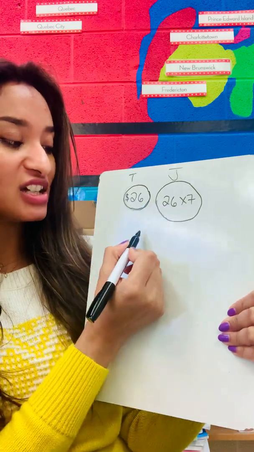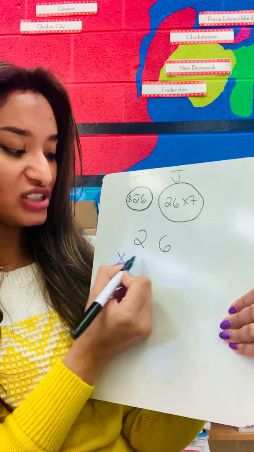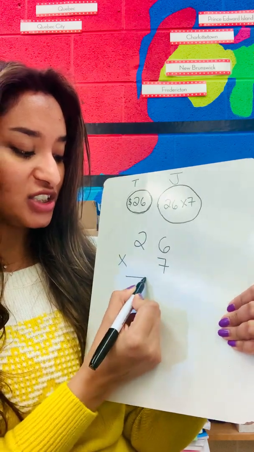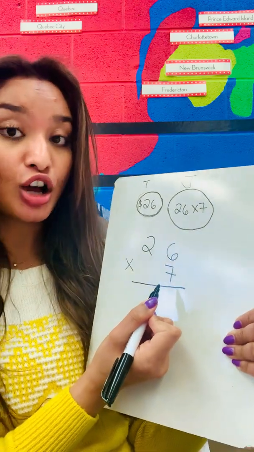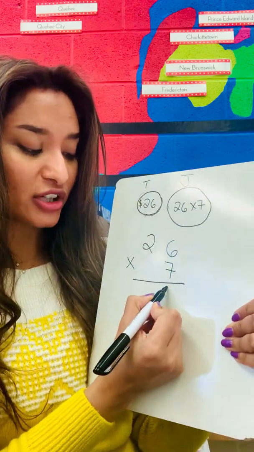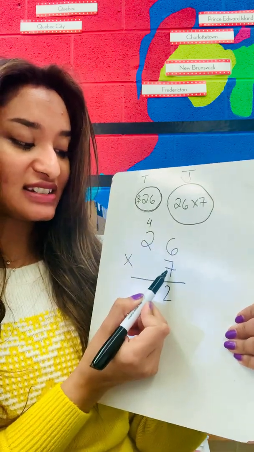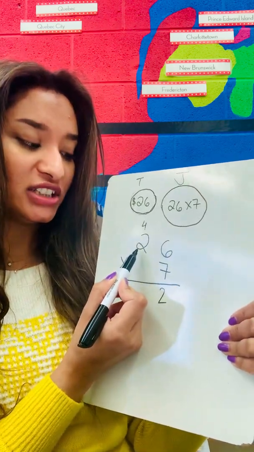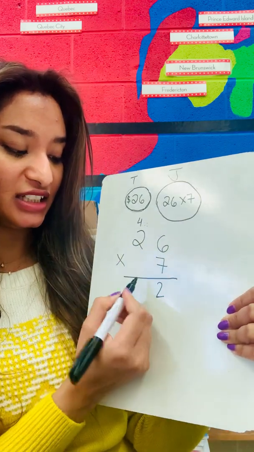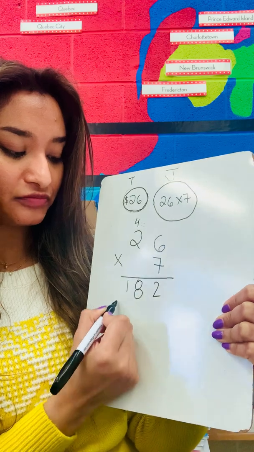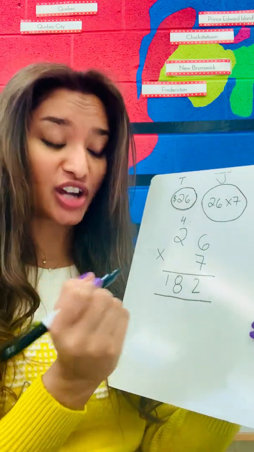So my first step is I'm going to multiply 26 by 7 because that's going to give me the cost of the jacket. So 7 times 6 gives me 42. So I write my 2 here. I take my 4 over. Then 7 times 2 gives me 14 plus 4. So 14, 15, 16, 17, 18. 182. So what's the cost of the jacket?